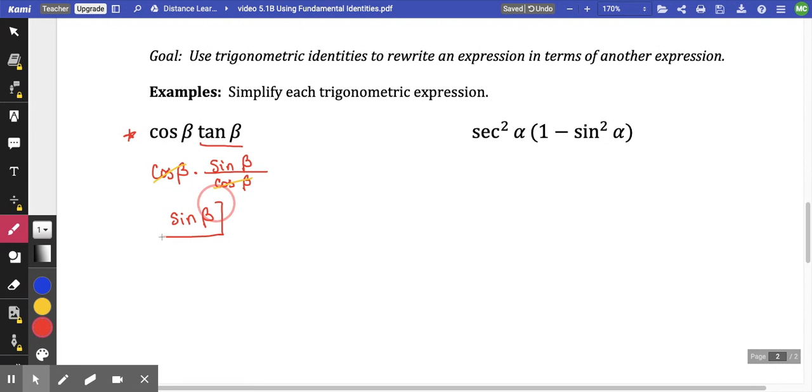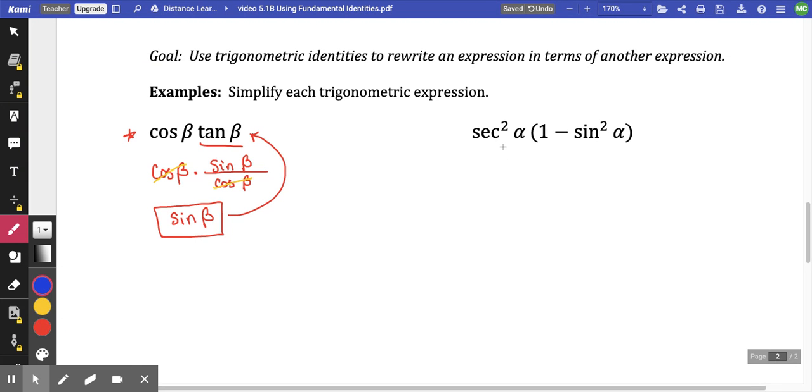And so this would be a simplified expression, and it's equivalent to the original. What's interesting about that is that in the original, sine didn't appear at all, but it is in fact equivalent to cosine of beta, tangent of beta.